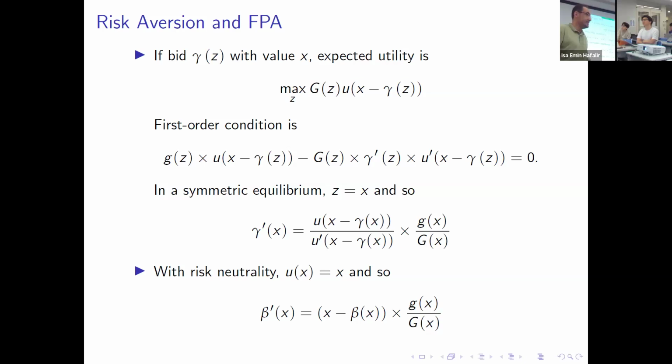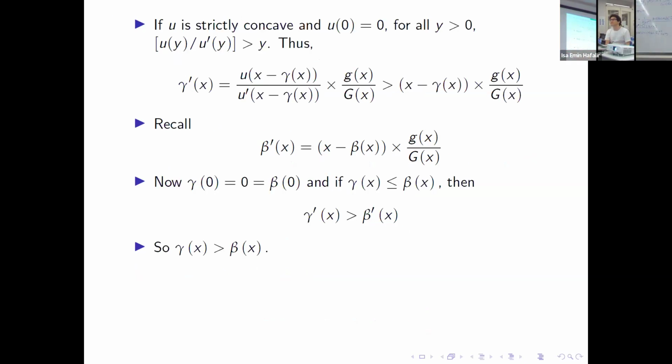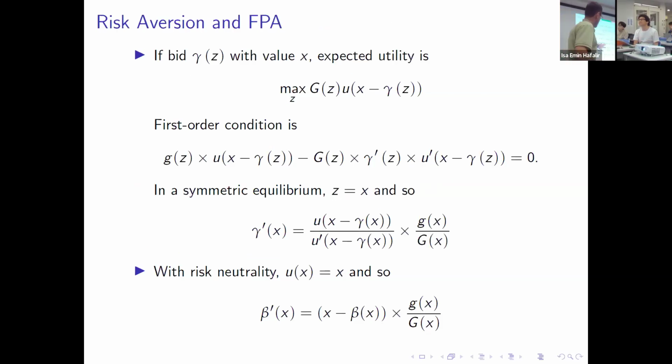So for the risk neutrality case, which we denoted by beta, this holds: beta prime is equal to this. For the risk aversion case, this holds. Now let us compare these two. Keep this in mind: I want to just compare this and this, and I'm going to argue that this is going to be greater than this.